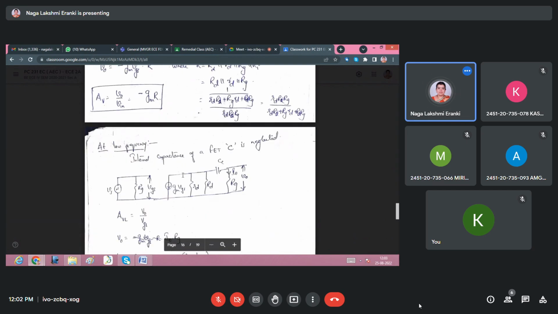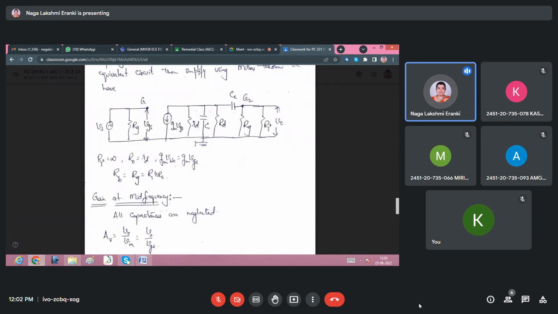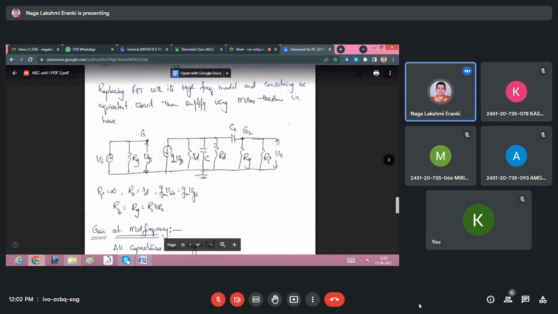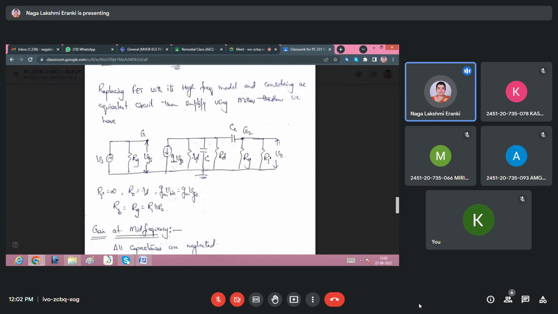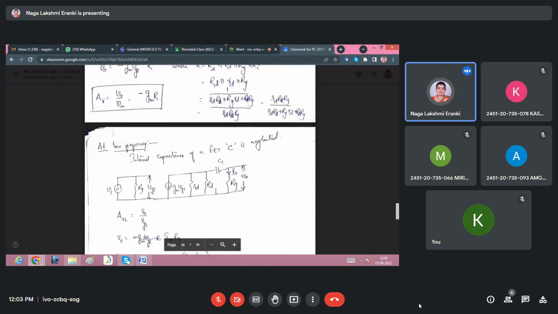Okay. At low frequency, what happens? At low frequency the high frequency capacitive effect will not be there. Hence this is eliminated. This is open circuited, and this coupling capacitor CC is present, and that is not present.